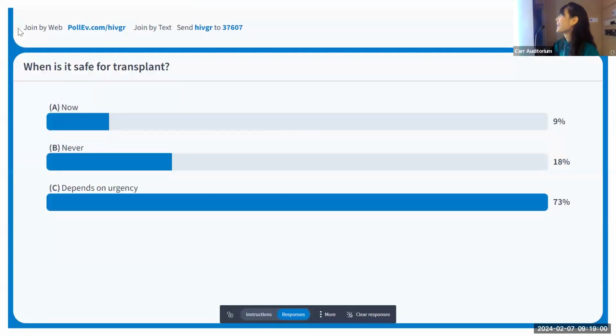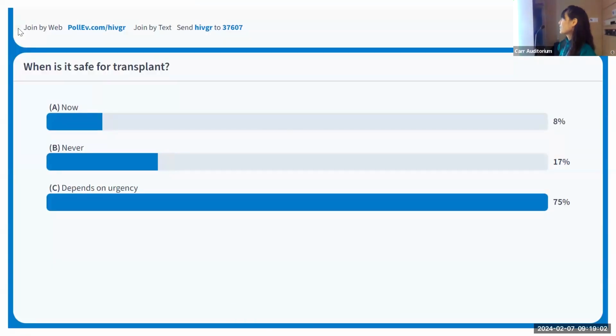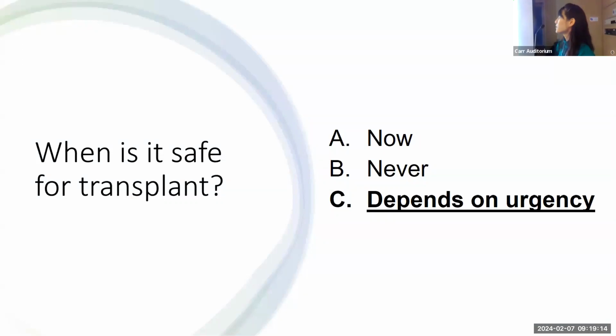All right. I feel like 75% of people are saying depends on urgency, and I completely agree. We just decide on a later date and see how it goes. All right. So yes, depends on urgency.